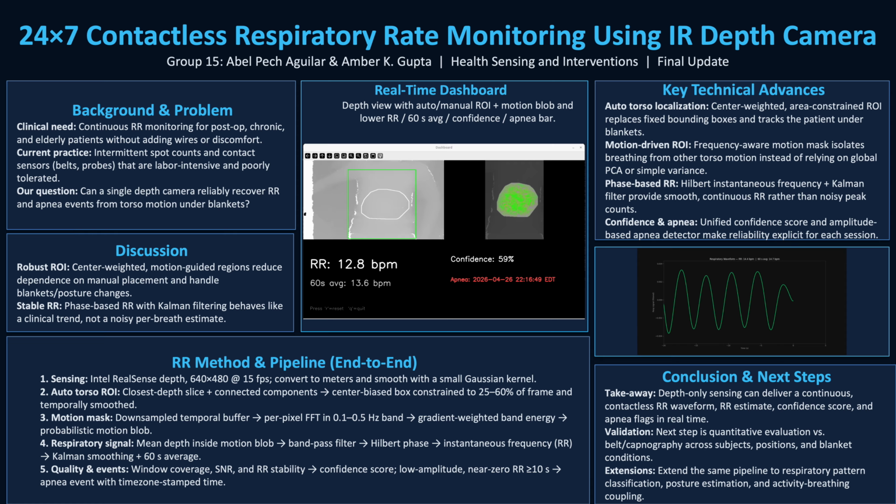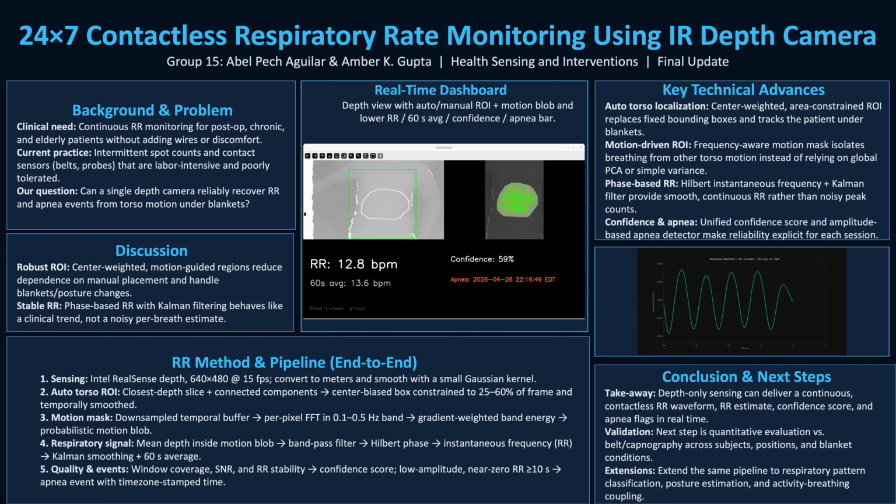The final pipeline on the poster, as you can see, first is sensing. We streamed Intel RealSense depth at 640 by 480, 15 FPS, converted to meters, and smoothed with a Gaussian filter to reduce sensor noise. The next is auto torso ROI. Instead of a fixed box, we select the closest depth slice, run connected components, and pick the blob with the best center-weighted depth score, closer to the camera and nearer the frame center. We constrained that ROI to about 25 to 60% of the frame area and smooth it over time so the torso box is stable even if the blanket shifts.